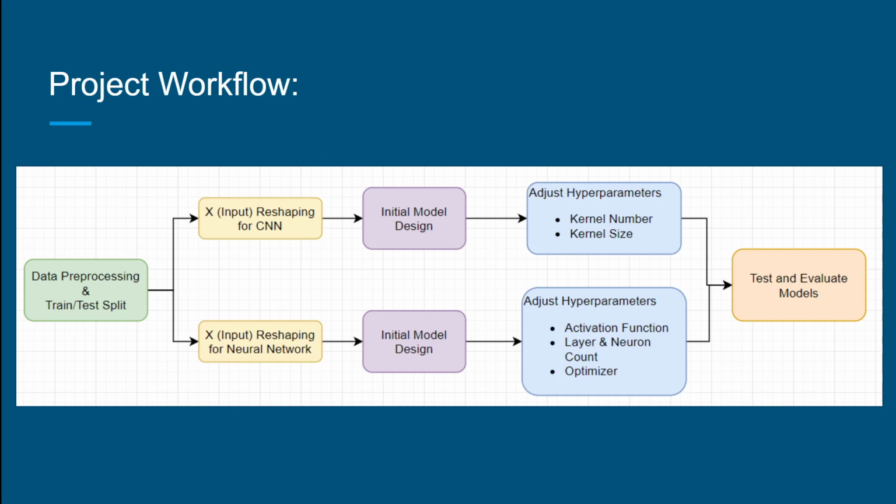So just a general workflow overview. I wanted to show what my initial process was for doing this project. In the beginning, you can see the regular pre-processing that needed to be done, adding columns, all that good stuff, and then doing the train and test split.